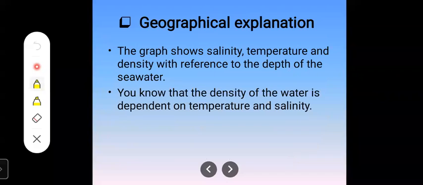Now, the graph shows salinity, temperature and density with reference to the depth of seawater. You know that the density of seawater is dependent on temperature and salinity. Means density depends on what, students? It depends only on temperature and salinity. Now we are going to study the graph.